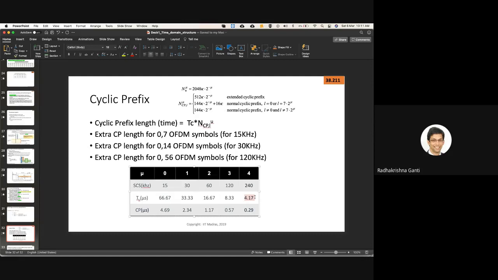And the second reason is, when you go into 120 and 240 kilohertz, mostly you are going to use FR2. In FR2, you are not going to have very large cells, and there's not going to be too much multipath. Okay. So based on these two reasons, I think I can also confirm this.